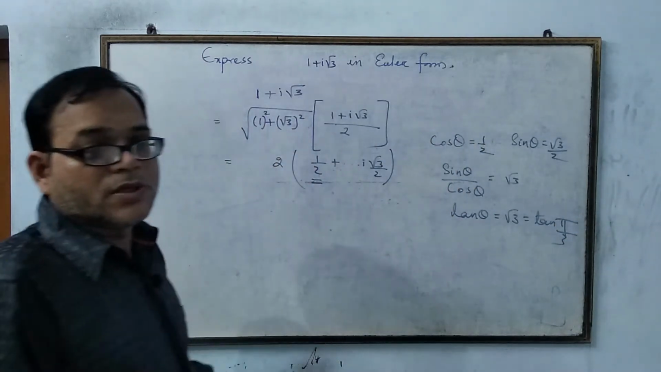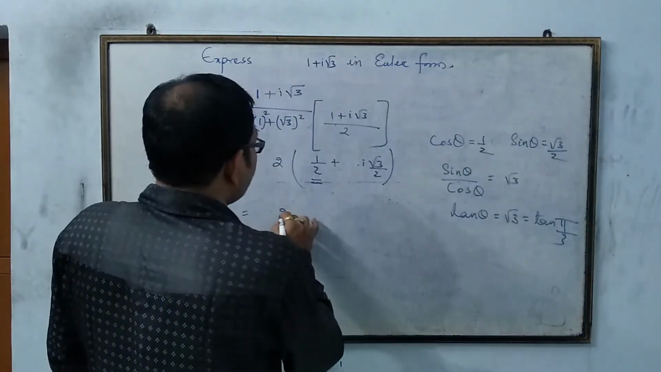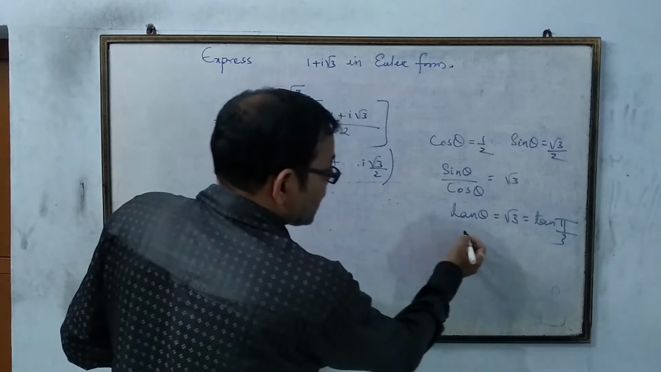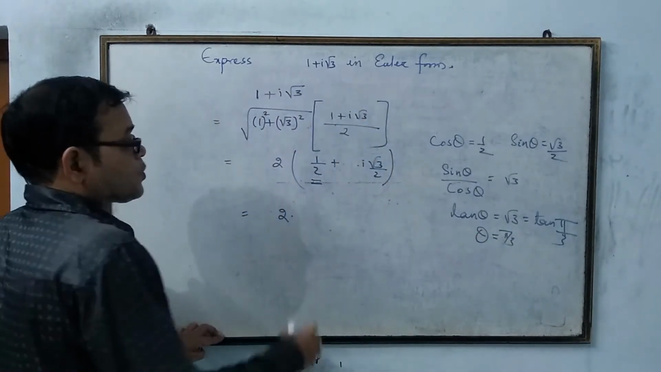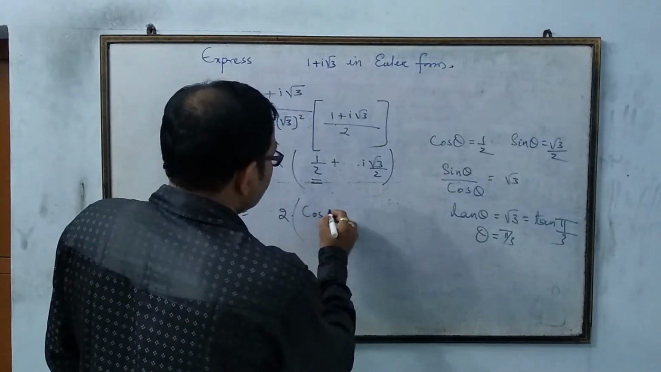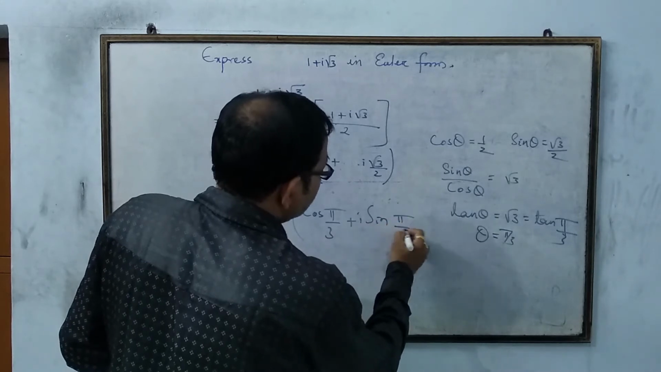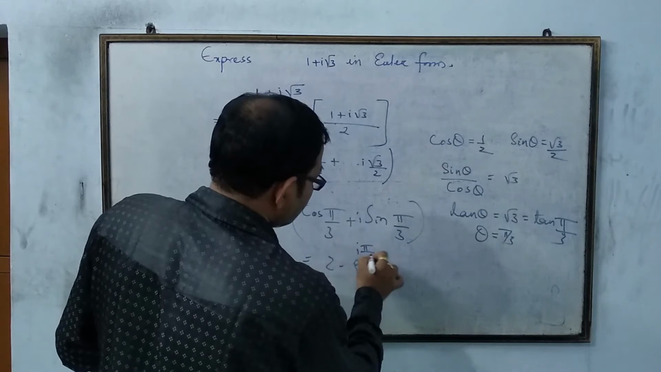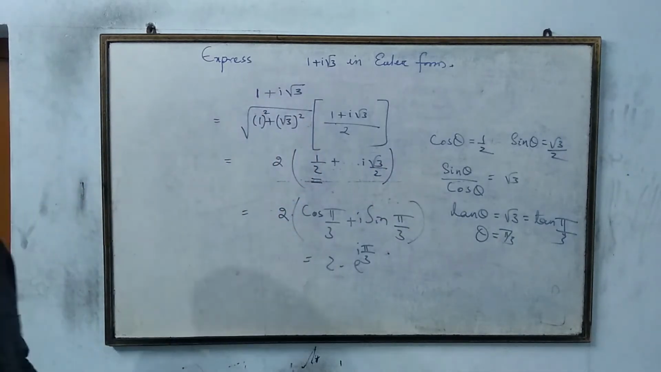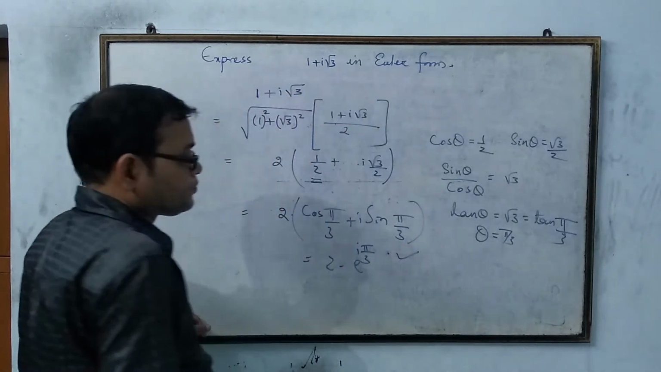Tan 60 is equal to root 3. So the answer is 2 into, we are getting theta equal to pi by 3. So 2 into cos pi by 3 plus i sin pi by 3. So the answer is 2 into e to the power i pi by 3. Got it? That is 1 plus i root 3 in the complex form.